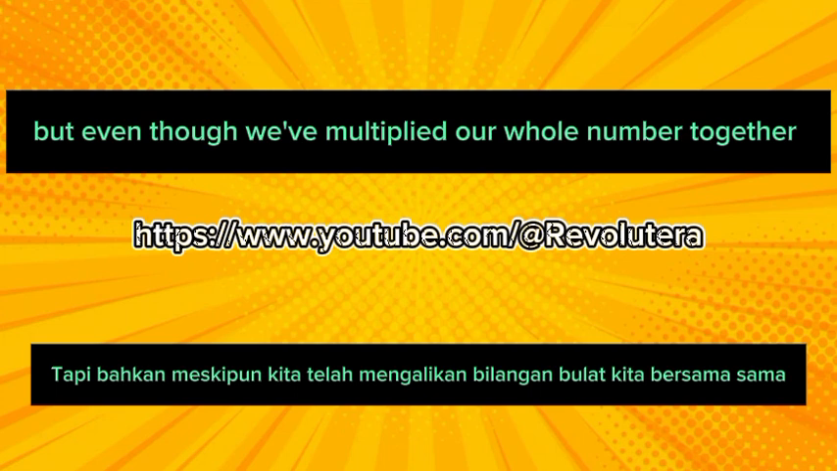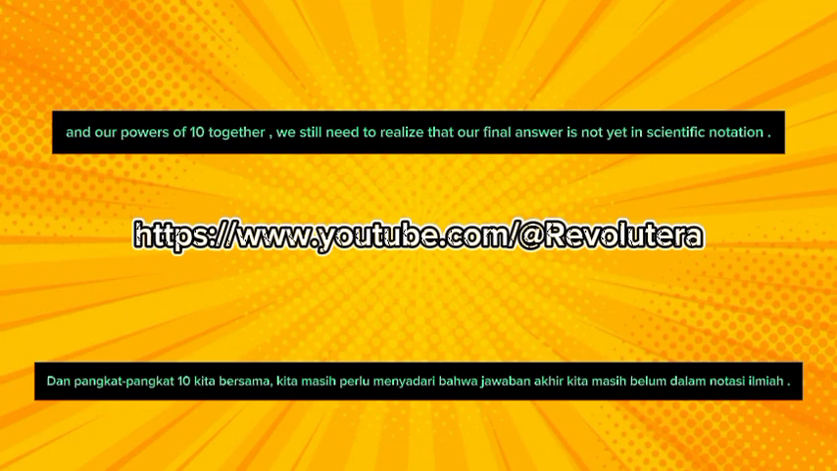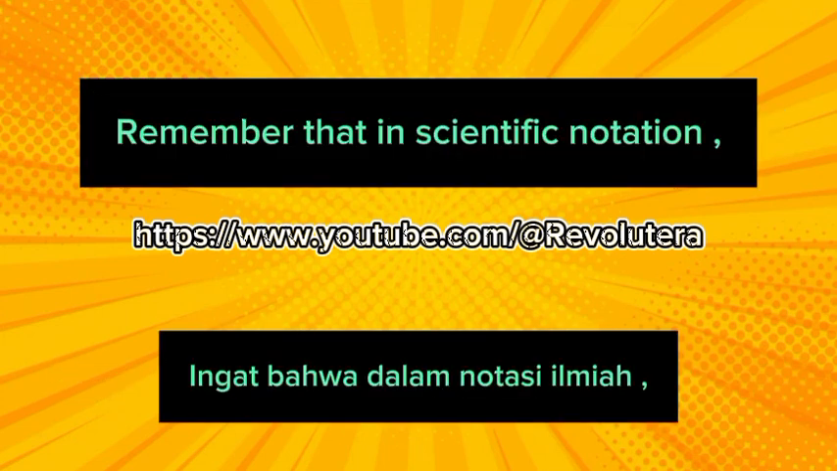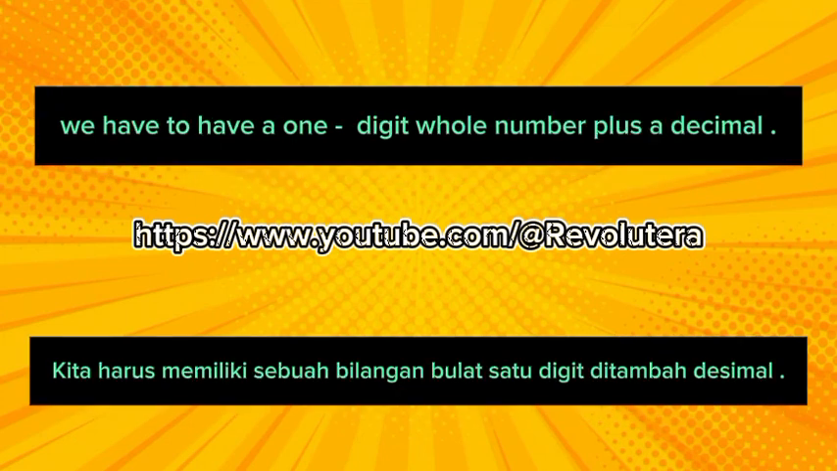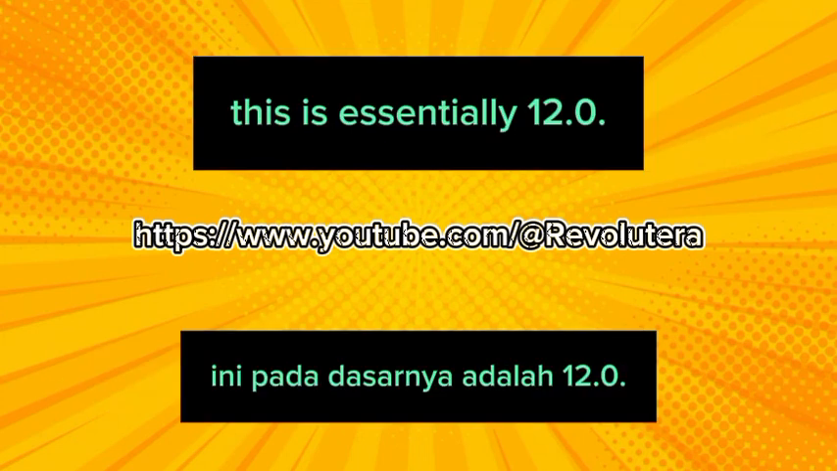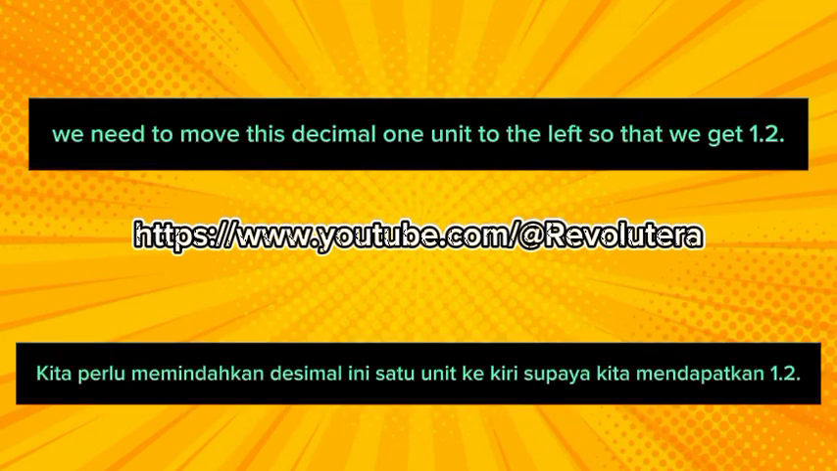But even though we've multiplied our whole numbers together and our powers of 10 together, we still need to realize that our final answer is not yet in scientific notation. Remember that in scientific notation, we can't have this 2-digit whole number here. We have to have a 1-digit whole number plus a decimal. This is essentially 12.0. We need to move this decimal 1 unit to the left so that we get 1.2.